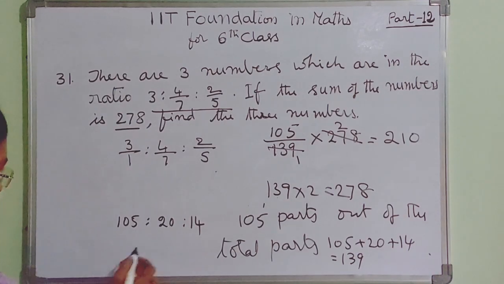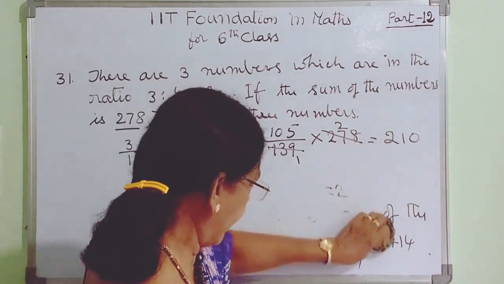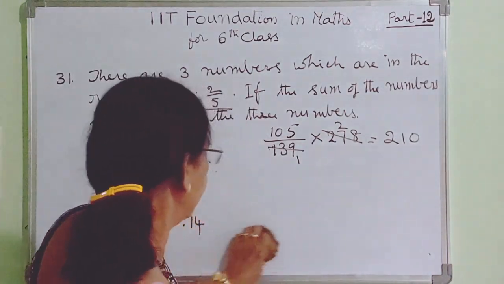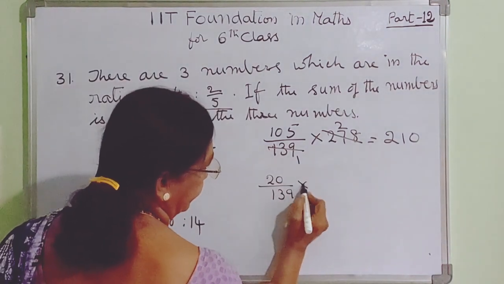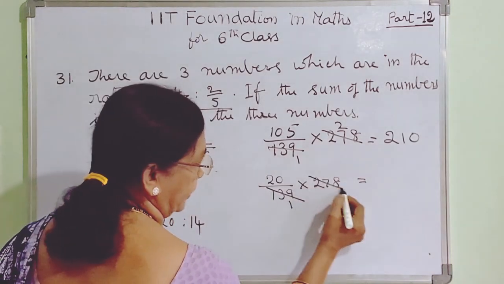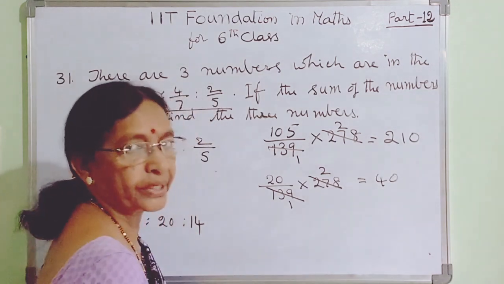The next number is 20 parts. So 20 parts out of 139 parts, 20 by 139 into 278. That is equal to 139 ones, 139 twos, 2 twos 40. So the second number is 40.